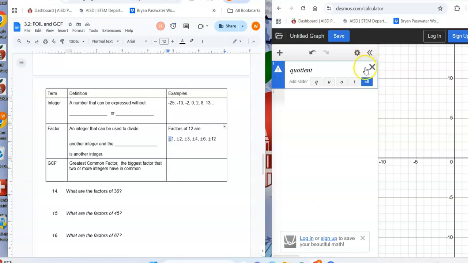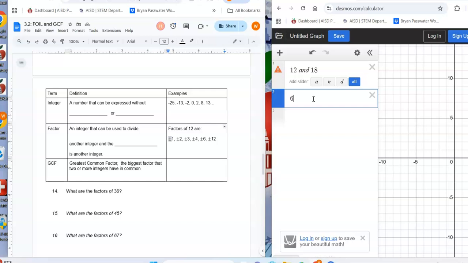All right, so the last one, greatest common factor. The biggest factor that two or more integers have in common. For example, if I had the numbers 12 and 18, the greatest common factor of 12 and 18 is 6. So the GCF is 6 because 6 is the biggest number I can divide both of those by. Like 12 divided by 6 is 2, 18 divided by 6 is 3.